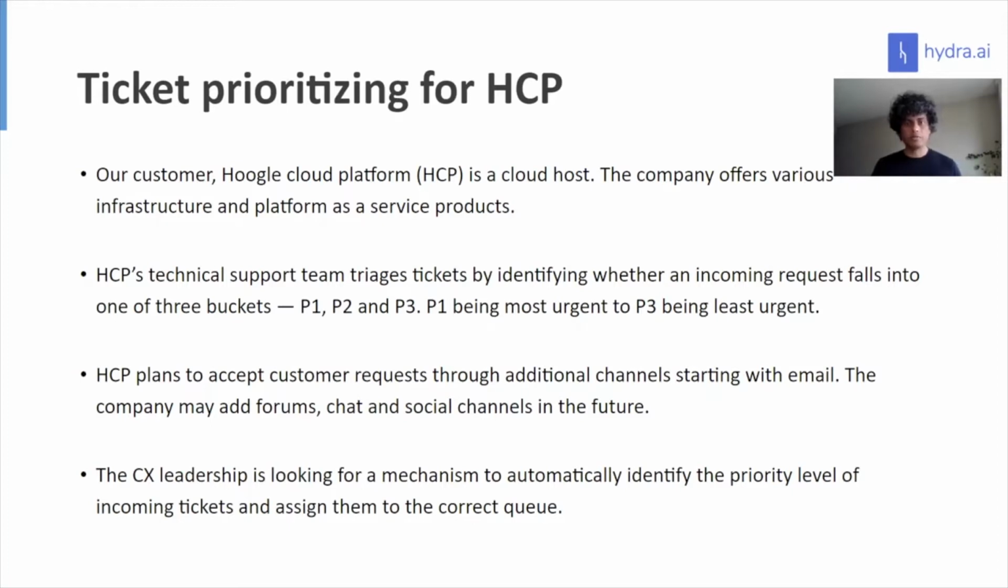But what they're looking to do is make customer support available across multiple channels. So they will start with email and they want to look into expanding to community forums, chat messaging, or even text messaging. But the problem is, when you do it, there's no easy way to self-select and identify whether an incoming ticket is P1, P2, or P3. So HCP's customer experience management is asking us to design a solution to automatically detect whether an incoming ticket is a high priority or low priority item.